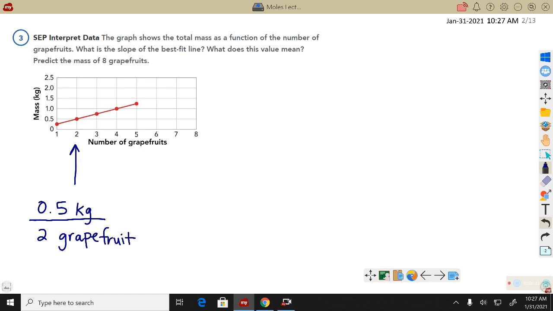Now, when we're in science doing calculations, the numbers mean something. Science is sometimes better than math. I mean, in math, you would just take 0.5 divided by 2, all done, and plug it in my calculator. But now the numbers mean something, so we want to put units behind all of our numbers in science. This is 0.5 kilograms per 2 grapefruit. All right, so I plug that in my calculator, and I'd be looking at about 0.25 kilograms per grapefruit.